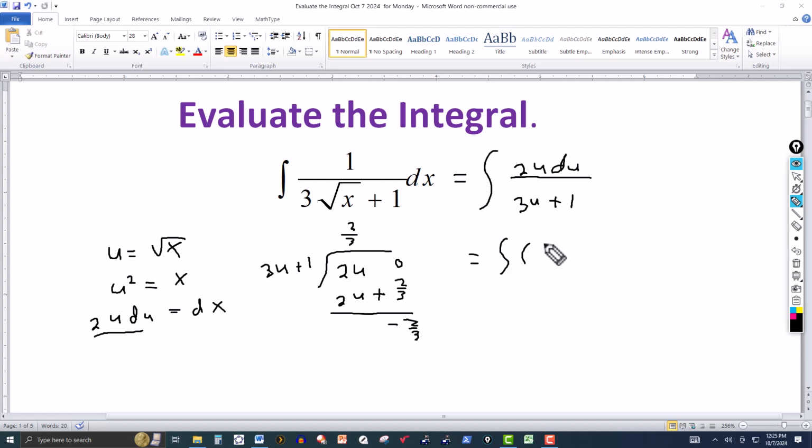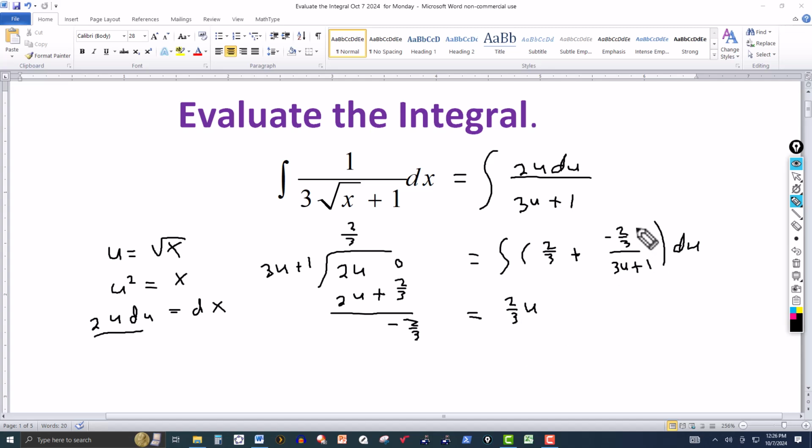The quotient here is 2/3, so we put 2/3 here, plus the remainder, which is a negative 2/3, divided by the divisor, which is 3u plus 1. We can write this as two integrals, but we just do it this way. Just say, integral of 2/3 with respect to u. That's just going to be 2/3 u.